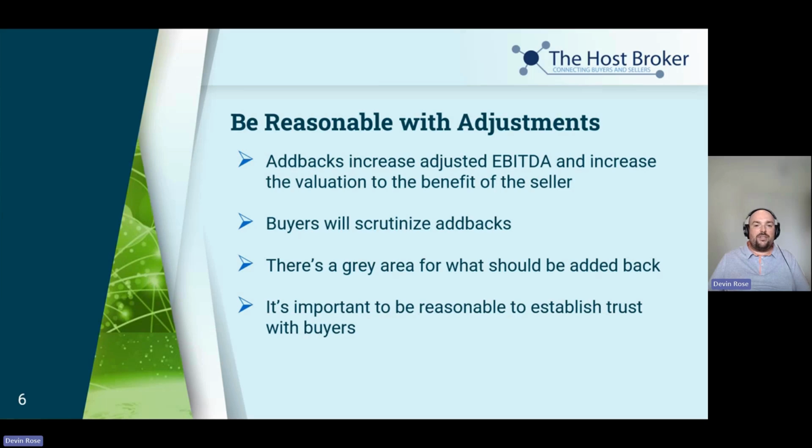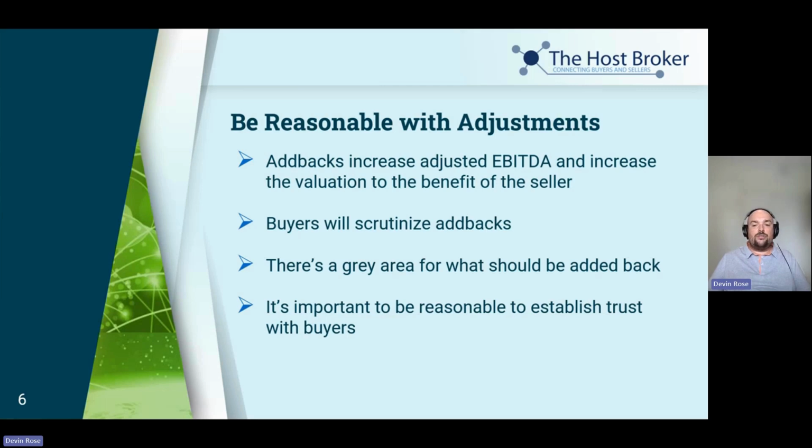There's some gray area with these, and add backs increase the adjusted EBITDA, which increases the valuation. So that is to the benefit of the seller. But you don't want to overdo it, because buyers are going to scrutinize these add backs when they're doing their own valuation exercises. And if the seller has included too many add backs, or assigned too much proportion of an add back to a personal expense instead of a business expense, then a buyer is going to push back on that.